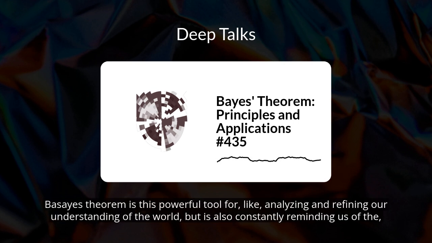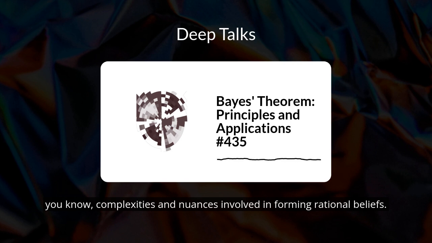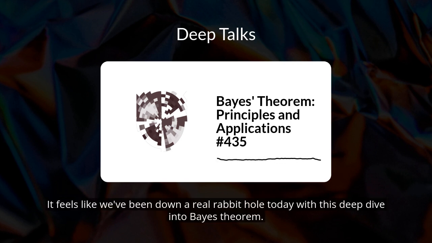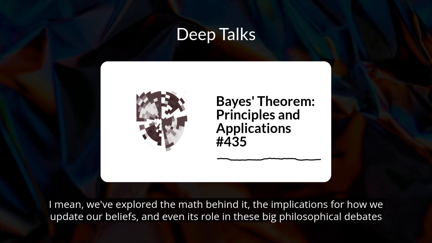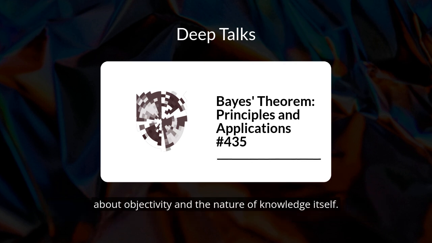Bayes' theorem is a powerful tool for analyzing and refining our understanding of the world, but it is also constantly reminding us of the complexities and nuances involved in forming rational beliefs. Wow, it feels like we've been down a real rabbit hole today with this deep dive into Bayes' theorem. I mean, we've explored the math behind it, the implications for how we update our beliefs, and even its role in these big philosophical debates about objectivity and the nature of knowledge itself.